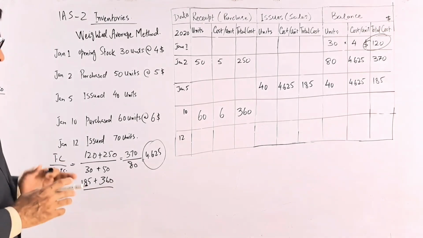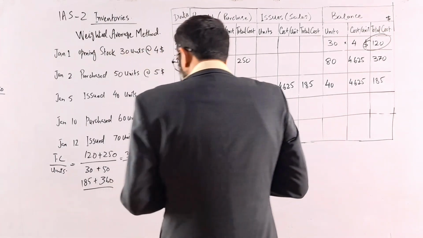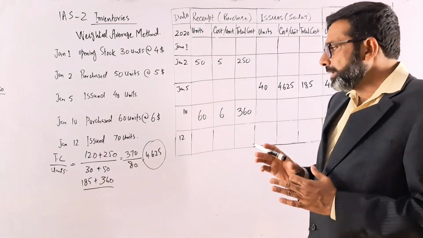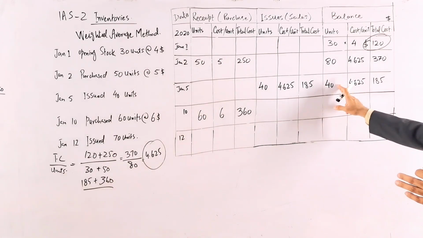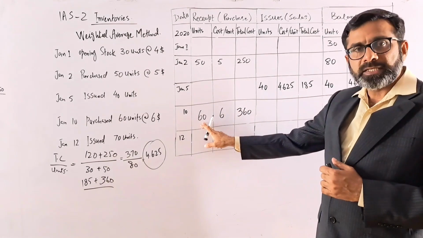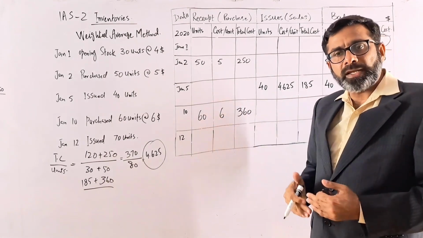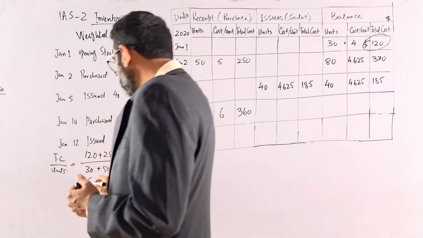This is the total cost that we have. Then the number of units we have now: 40 units we already have, and 60 units newly purchased. So it will be 40 plus 60.